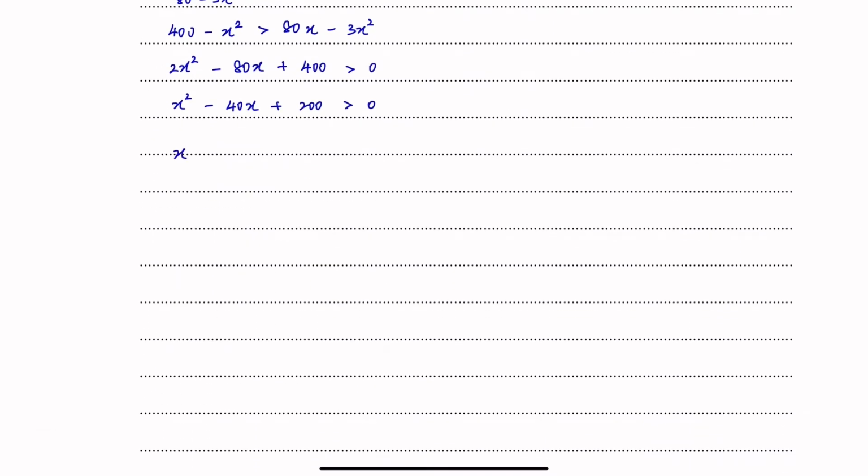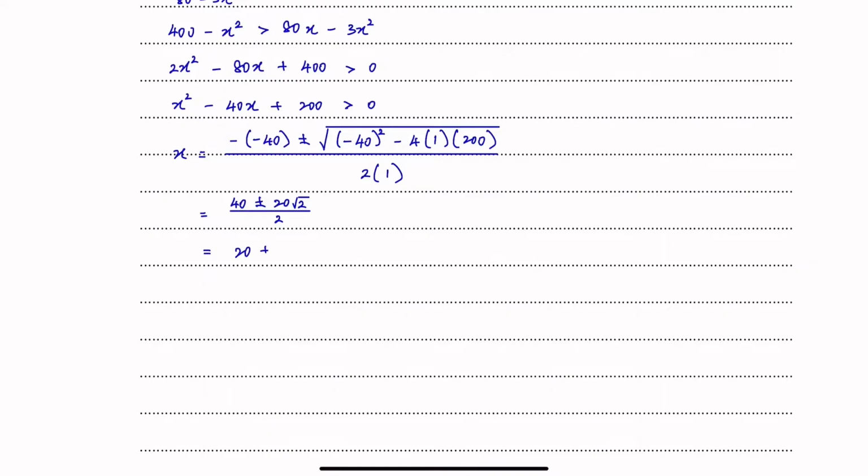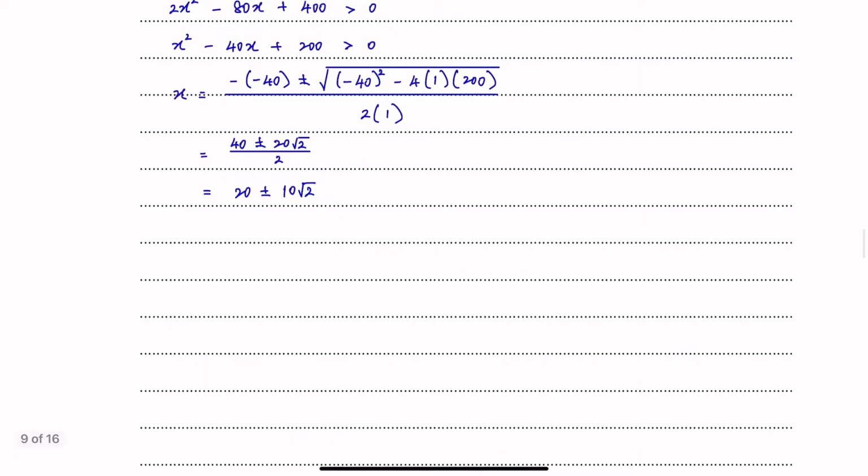So now we find the x value. X is equal to negative b plus minus square root of b squared minus 4ac, divided by 2a. So this would give us 40 plus minus 20 root 2 over 2. And we would get 20 plus minus 10 root 2. So the inequality that we will get is x less than 20 minus 10 root 2, or x more than 20 plus 10 root 2, right?